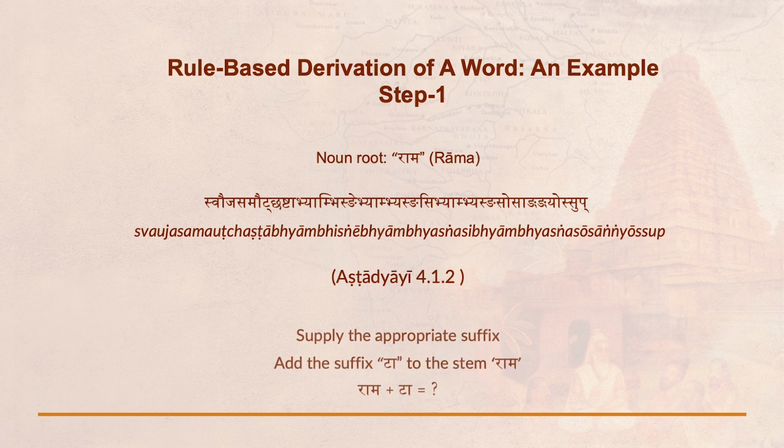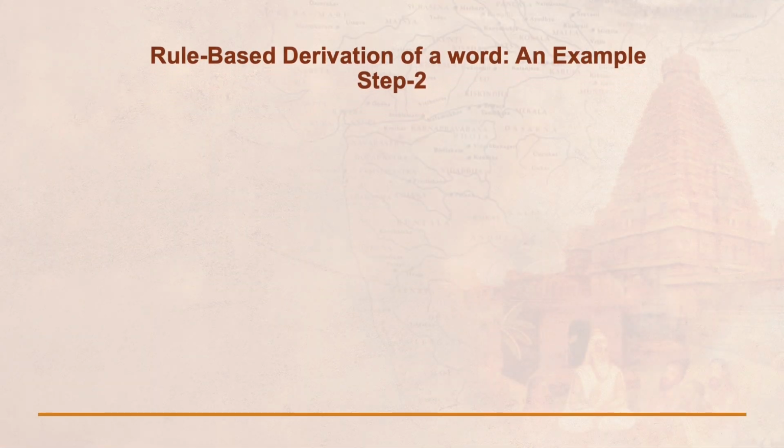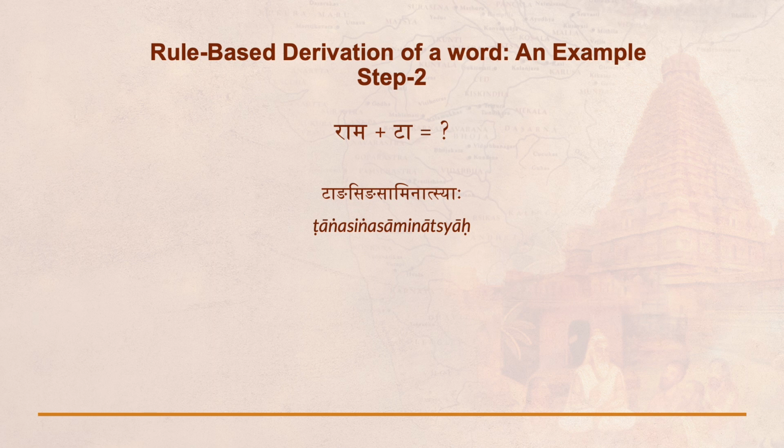This rule is meant to supply the appropriate suffix for generating the third case. So you need a suffix to generate the third case, and that is what rule 4.1.2 supplies. As per the rule, a suffix called Ta will be added to the stem Rama. Now we have a situation where it is Rama plus Ta. When it is there, you again go back and scan to see if any rules apply. Now you find the 7th chapter, 1st section, 12th sutra becomes eligible. That rule will fire now.